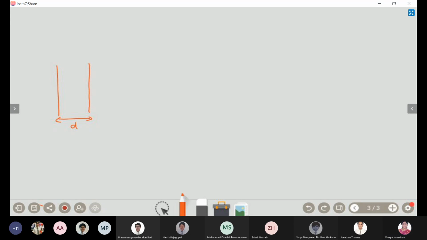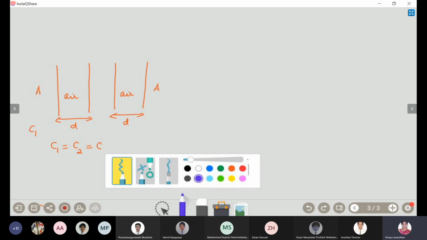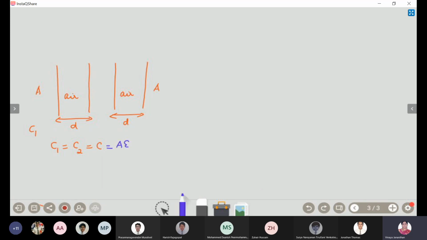Now, I have two parallel plate capacitors, C1 and C2. Both are identical. Means the separation between the plates is the same. The plate area is also going to be the same, and both are filled with air. So C1 is equal to C2, and that is equal to C. That is what has been specified. So for a parallel plate capacitor, what is the formula for capacitance? It is C equals A epsilon naught divided by D. This is the first part.